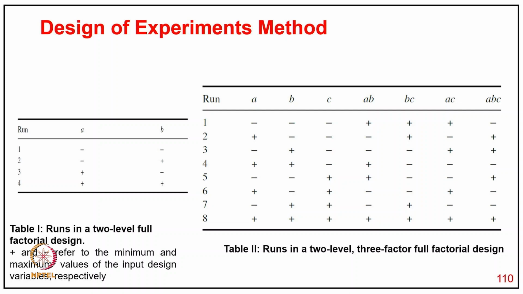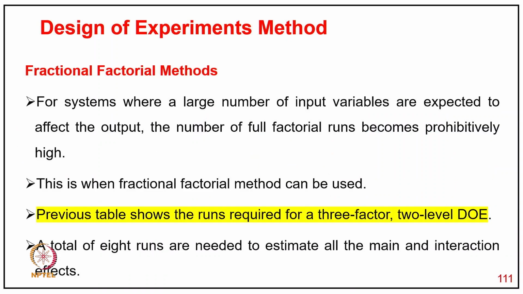The runs in a 2-level 3-factor full factorial design come with 8 combinations with the 3 variables A, B, C, and then you get the combinations AB, BC, AC as factorials and ABC. So, you virtually get 8 combinations from this.